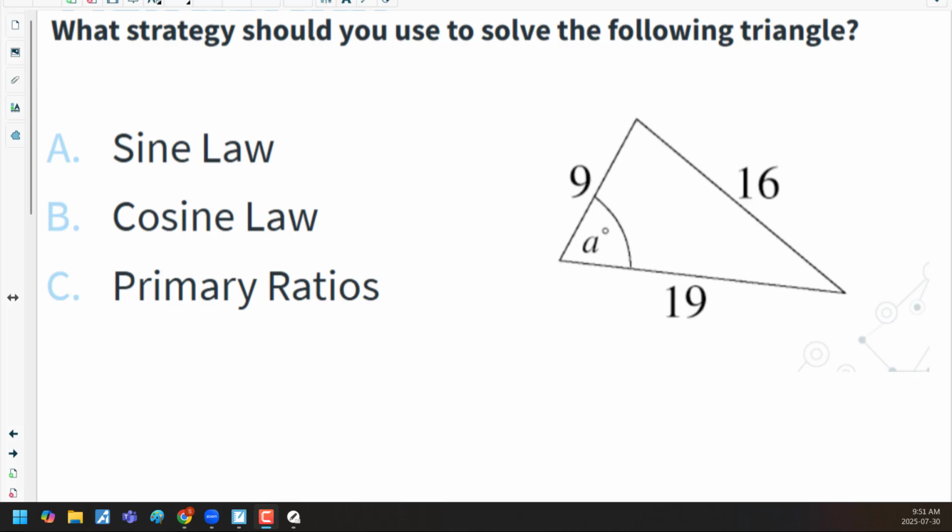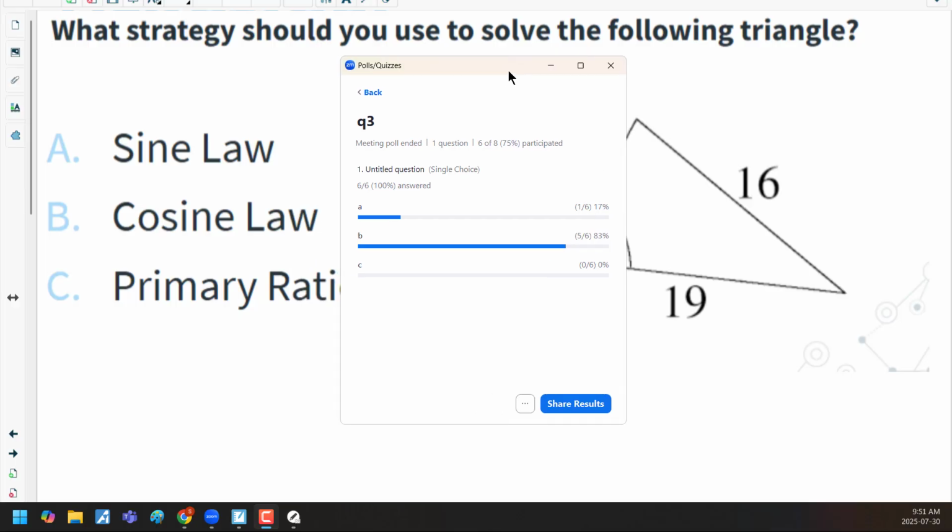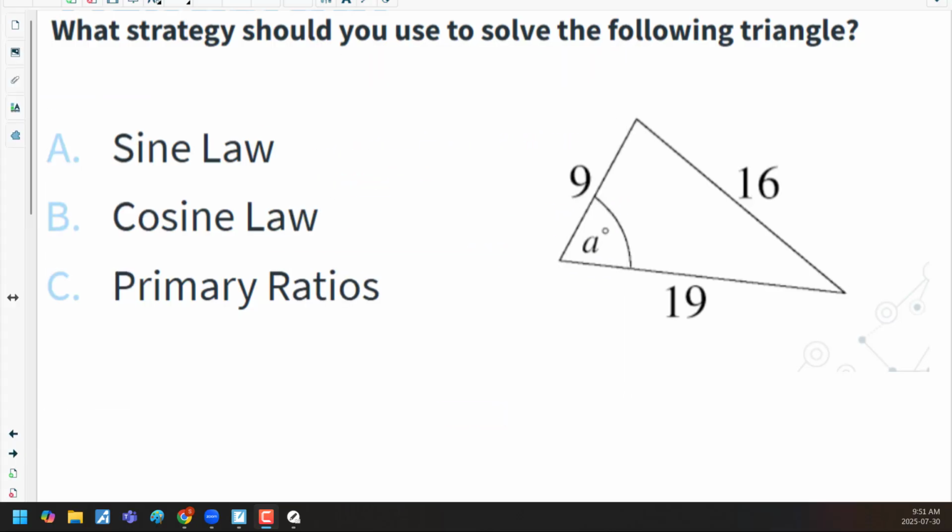Okay, so here are your results. A lot of you said B, which is the cosine law. Let's see what the answer is. In this case, we are given three sides and no angles, so it has to be the cosine law. Pretty straightforward.